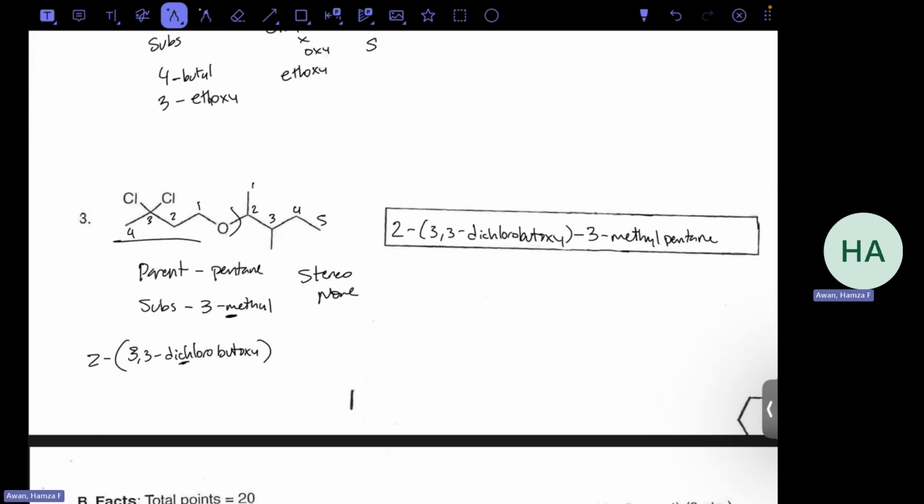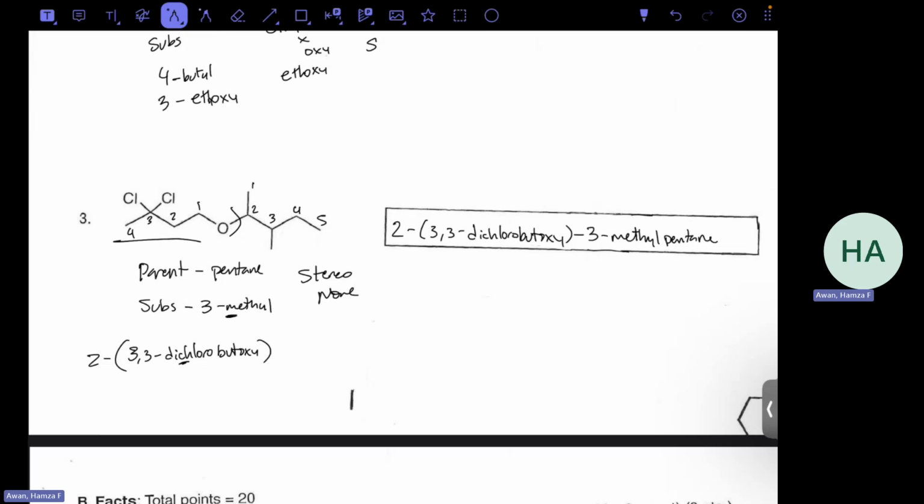One more time? Would it also be correct to have it as 3,3-dichlorobutyl, 1,2-dimethylbutyl ether? Would that work? So with 1,2-dimethylbutyl, I think you can do that, but that's going to be later on in the exam.